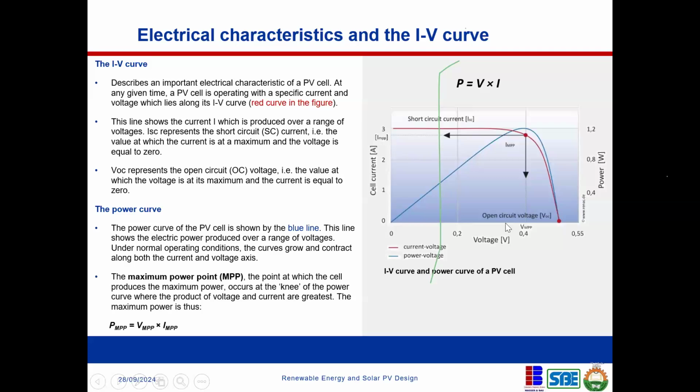At the point when this voltage is maximum, when you have the highest voltage, what becomes the value of your current? This is your voltage. It is the maximum here. What becomes the value of your current?